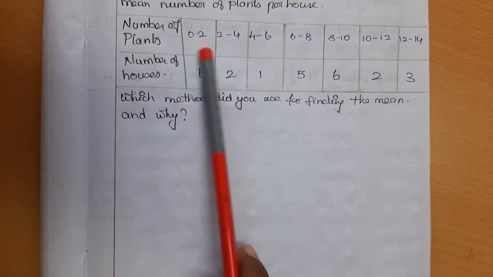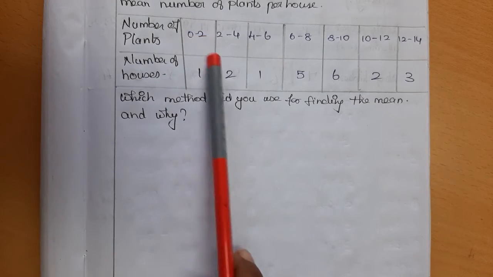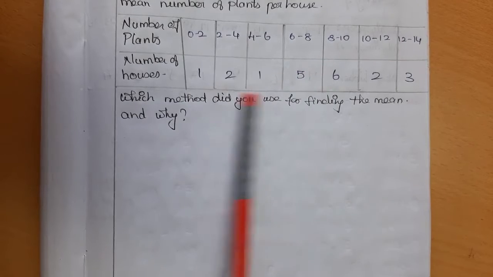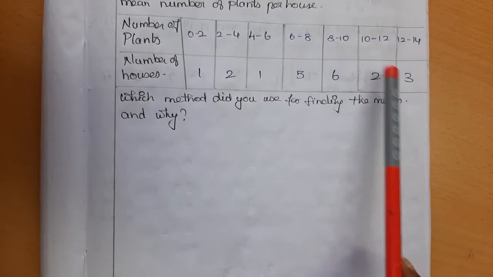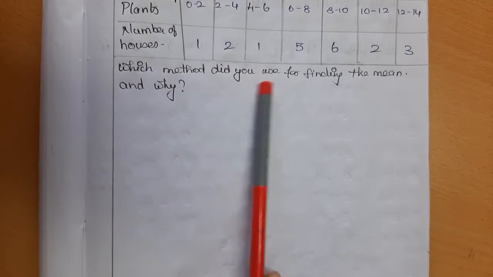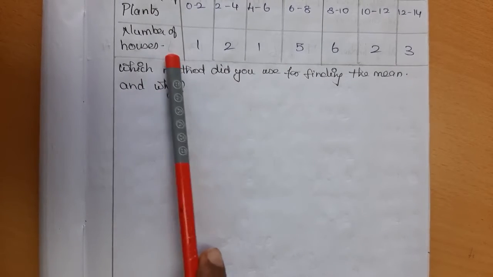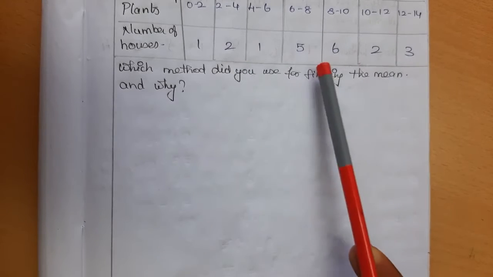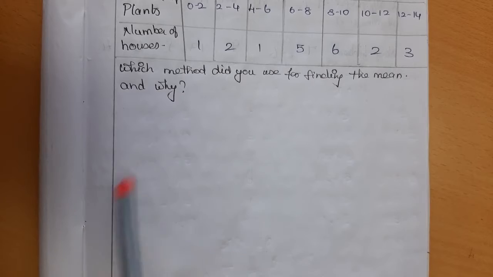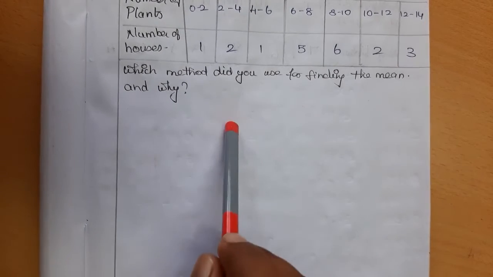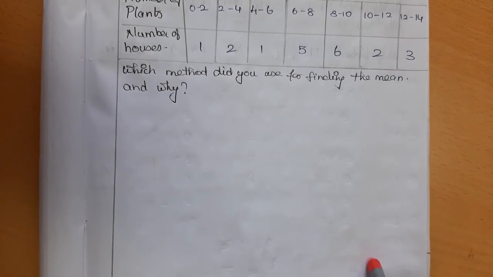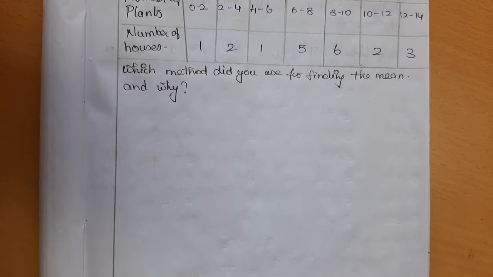So it is given as number of plants in the class interval. Less than 2, how many? For 2 to 4 plants, 2 houses are given. For 4 to 6 plants, 1 is given. Like that it is given. So this will be the class interval, and this will be considered as the frequency, the number of houses. Which method do you use to find the mean and why? Since all the frequencies are single digit, we can use the direct method. We first draw the class interval table, then find the frequency, then the xi mid value, then the fi xi, right? So let me draw the table.